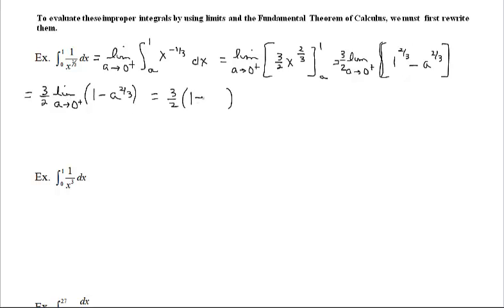So I have 1 minus, as I approach A to 0 from the right, go ahead and just plug in 0 and see if it works. See if we don't have to do too much thinking here. Well, 0 raised to the 2/3 is just going to be 0. So this is just 1 minus 0. So my final answer is just 3/2.